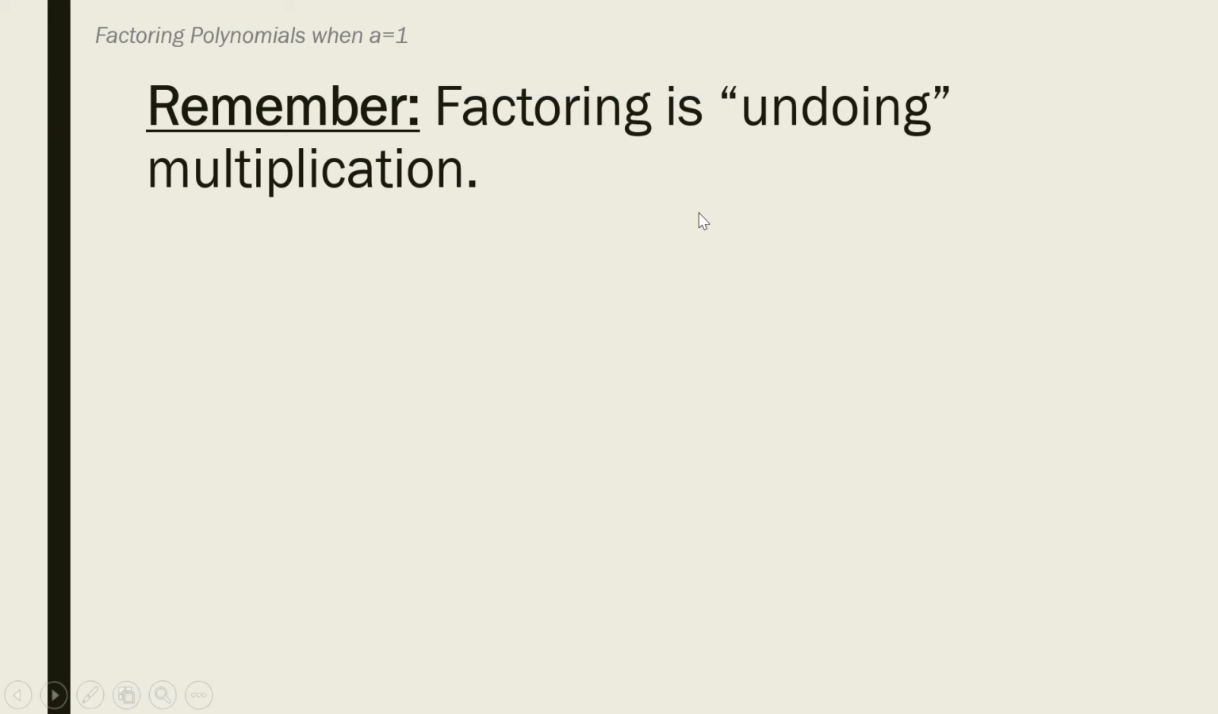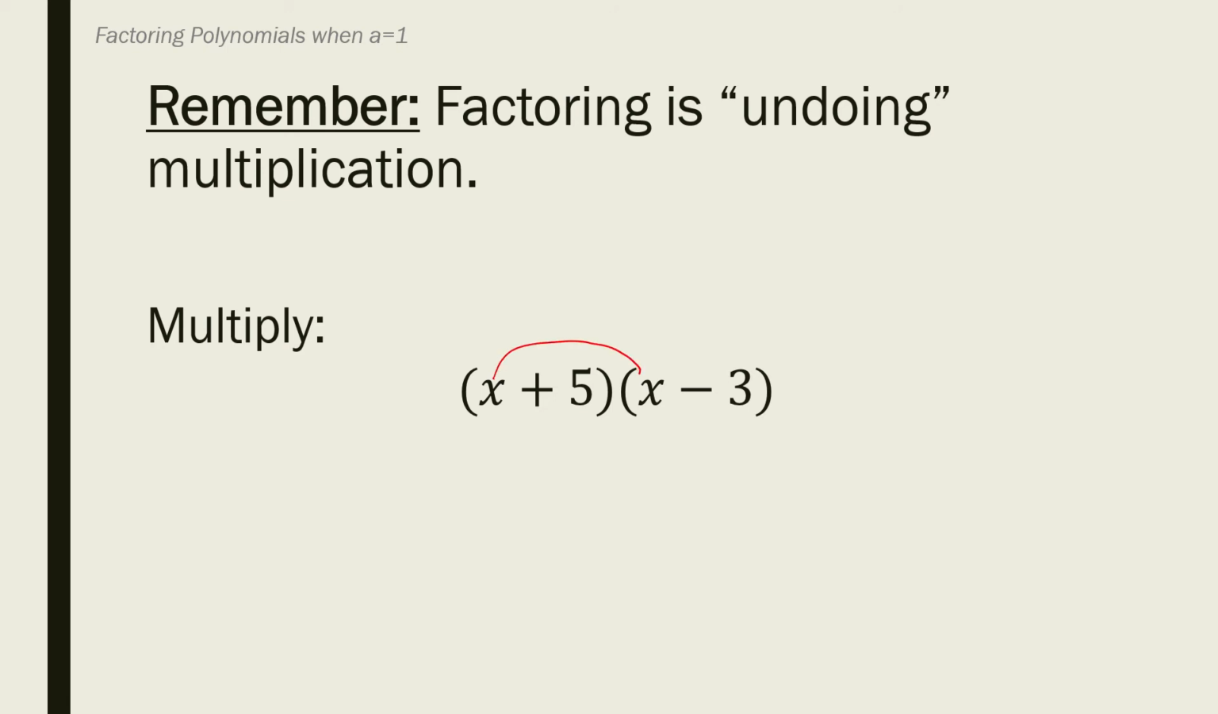So let's remind ourselves what it looks like to multiply. If we have 2 binomials that we are multiplying, we take the first term and multiply by distributing to everything in the second polynomial. So x times x. Remember, when we're multiplying, we add those exponents. X times x gives us x squared. 1 plus 1 is 2. Then x times -3 gives us -3x.